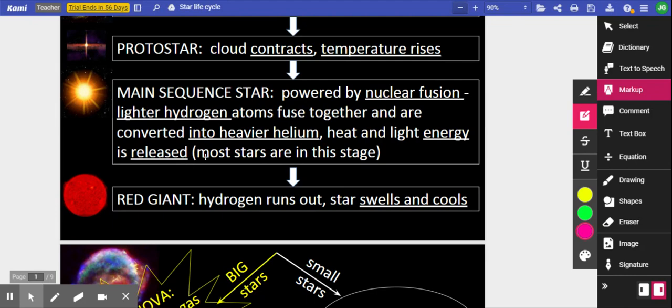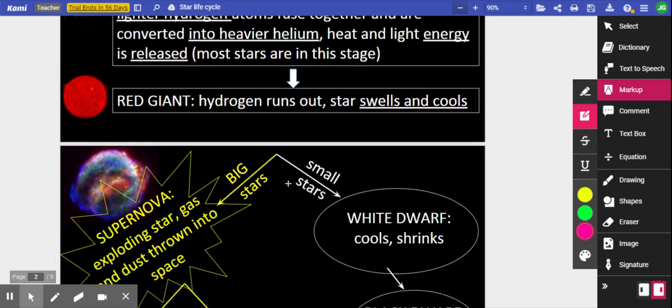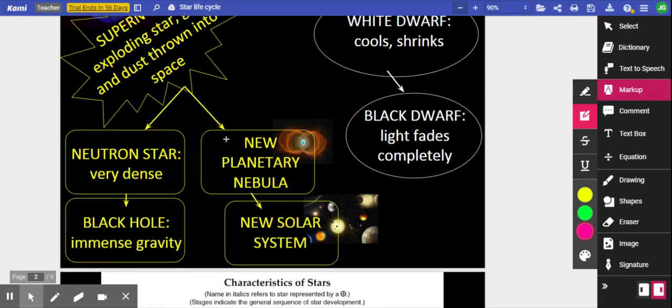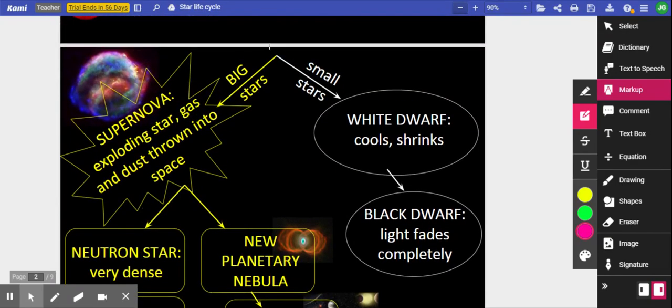Now, all stars evolve the same way up to this phase. The amount of mass in a star determines which path it's going to take from here. So big stars, unlike our sun, bigger stars than our sun, will eventually explode into a supernova, which could become a new solar system or a black hole. Smaller stars, more similar to our sun, or medium-sized stars, will eventually cool, shrink into what's called a white dwarf, and eventually all the light fades and they become what's called a black dwarf.